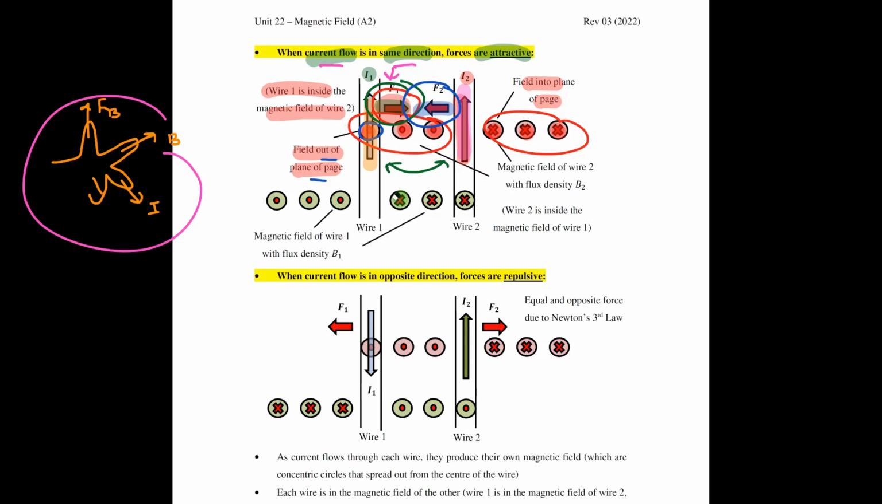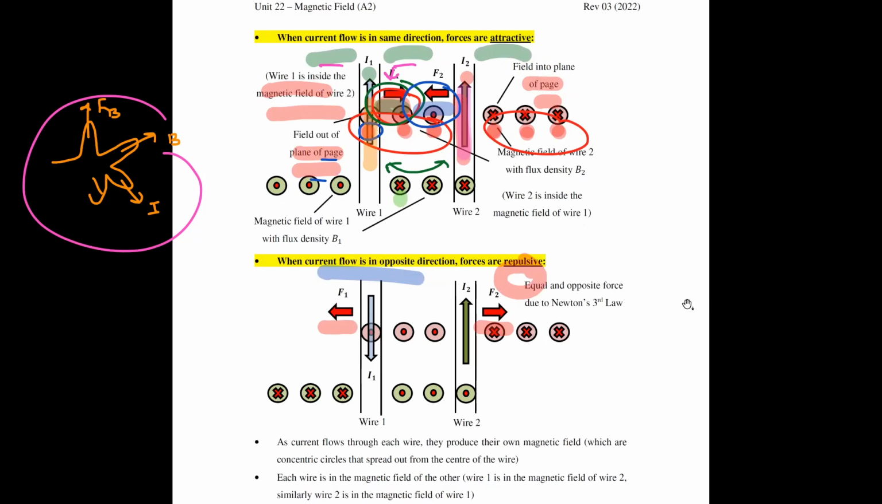Now you can do a similar analysis when the currents are flowing in the opposite direction. Either you analyze the wires individually, or you analyze one wire and then apply Newton's third law. If you do either one, you will eventually find out that your magnetic forces will be pointing in this specific direction, telling you that the forces are going to be repulsive. Okay, so that's how you predict the direction of the magnetic force on parallel wires.